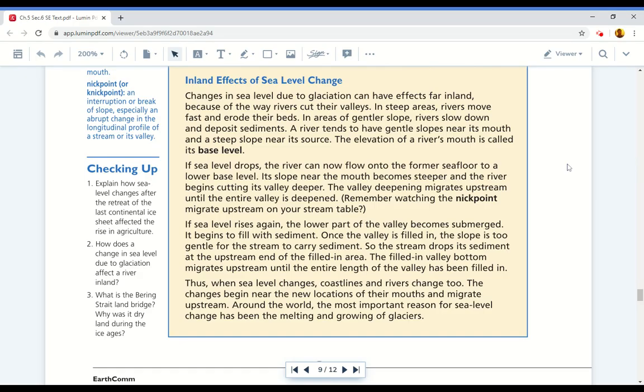Inland effects of sea level change. Changes in sea level due to glaciation can have effects far inland because of the way rivers cut their valleys. In steep areas, rivers move fast and erode their beds. In areas of gentler slope, rivers slow down and deposit sediments. A river tends to have gentle slopes near its mouth and a steep slope near its source. The elevation of a river's mouth is called its base level.